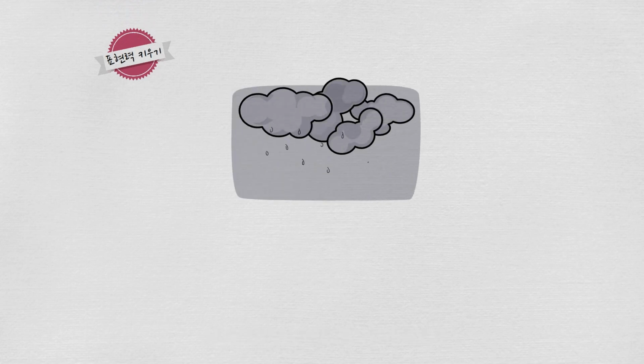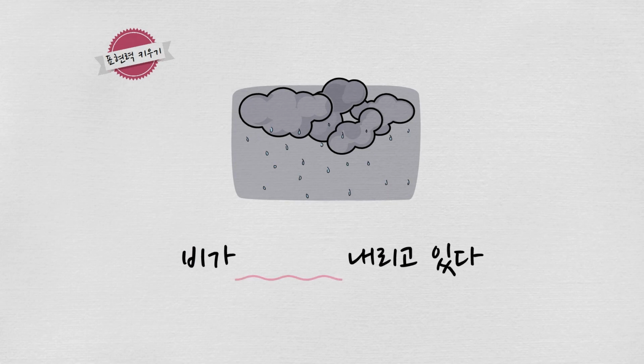Learning to use expressions. 비가 내리고 있다. It's raining hard. 주룩주룩. 비가 주룩주룩 내리고 있다.